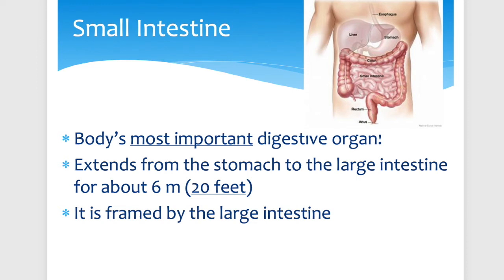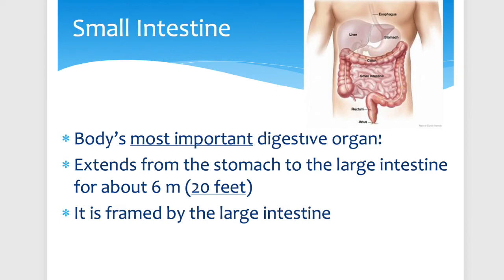Next, we have the small intestine. The small intestine is actually your body's most important digestive organ. Most people, until they've learned about the digestive system, usually think the stomach is the most important, but it's not. It's actually the small intestine, and that's because most of the absorption for the digestive process happens in our small intestine.